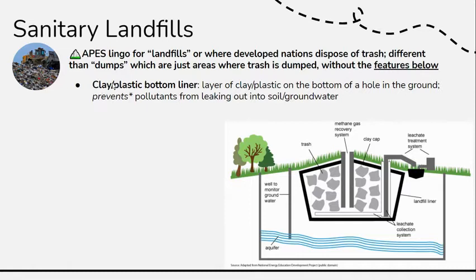So we need a clay layer or a plastic bottom liner, or ideally both, okay? This will prevent the leaching of toxic chemicals into our groundwater and our aquifer. So we want to prevent that from happening. We also have a clay cap here that also prevents infiltration of surface water. All right, so we definitely do not want that.